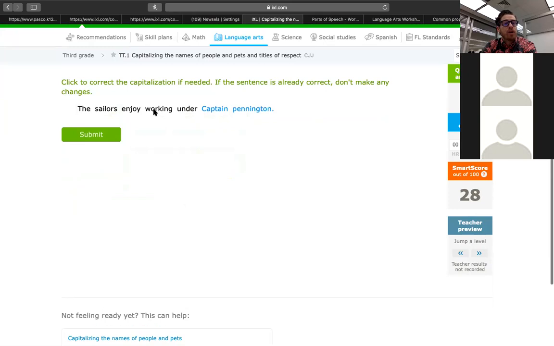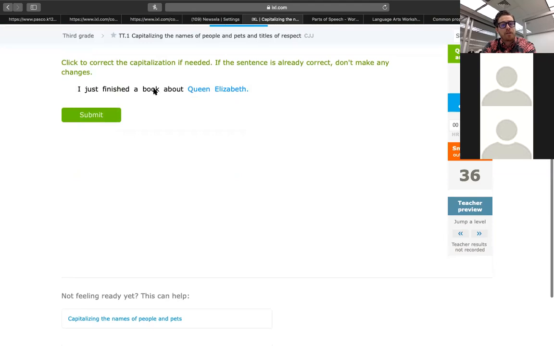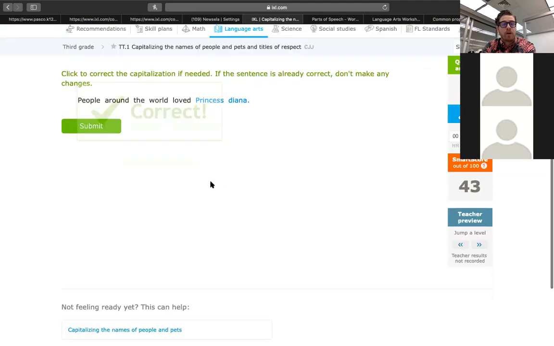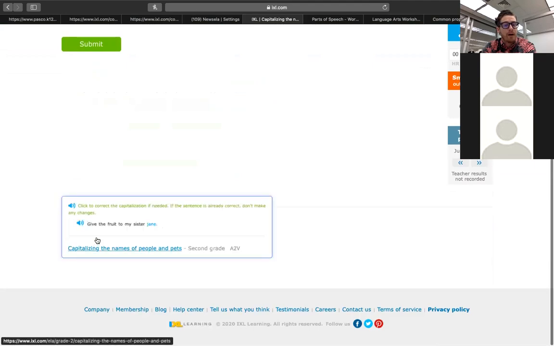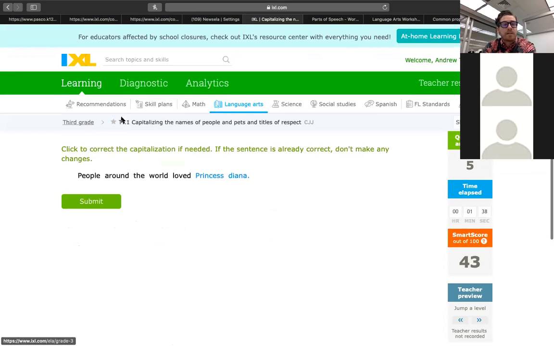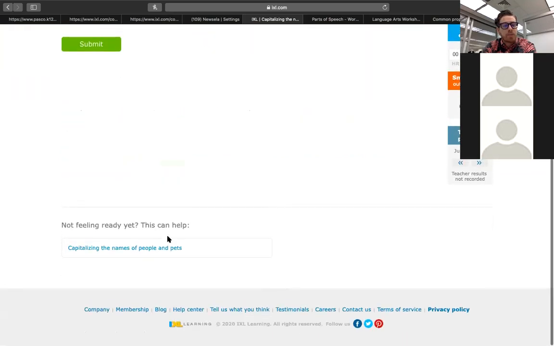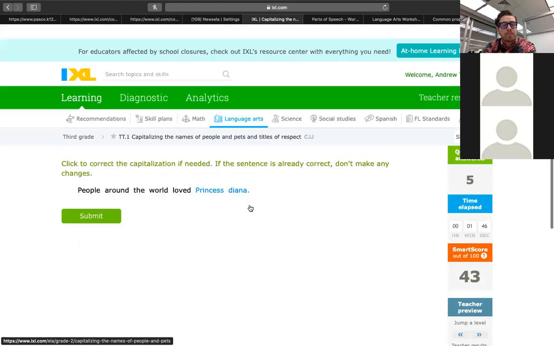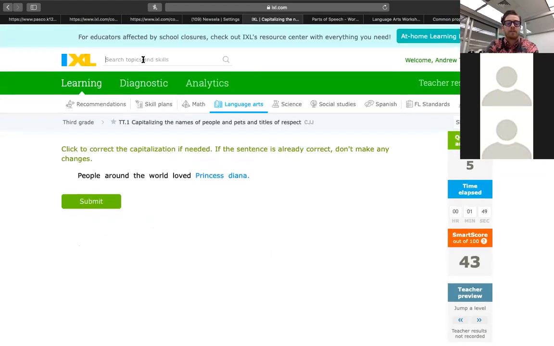The sailor enjoyed working under Captain Pennington. Pennington needs to be capitalized. All right, we'll do it. Next one. I just finished a book about Queen Elizabeth. Yes, cap. That's already capped. He's good to go. All right, so let's see if we can go to the next one. What is this one called? That's TT1. How do you just jump to TT2? I don't know. All right, let's just look it up. Good idea.